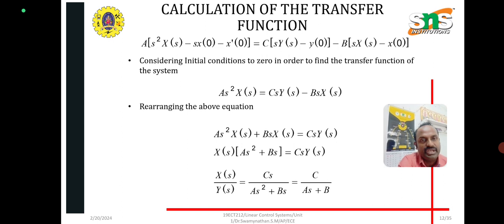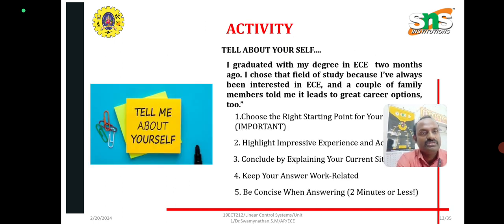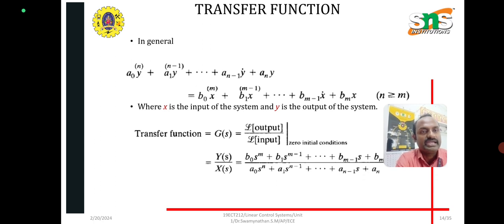Again the rearrangement: we will keep X(s) on the left hand side and Y(s) on the right hand side. Then you can use the partial differential equation. Following this activity, "tell about yourself" is the first question asked by the interviewer. So please be clear about this activity.